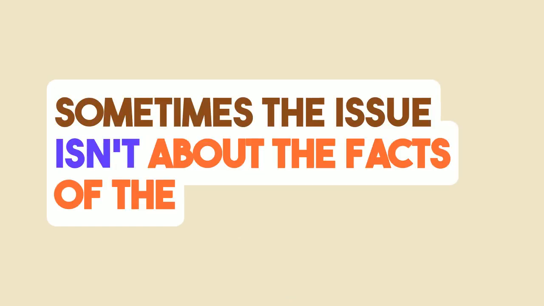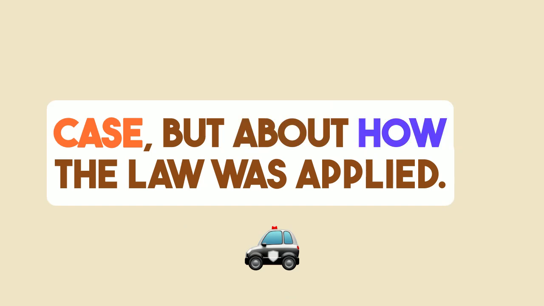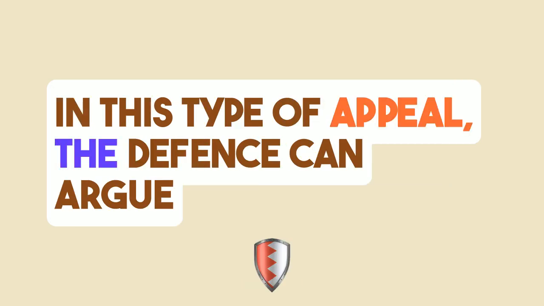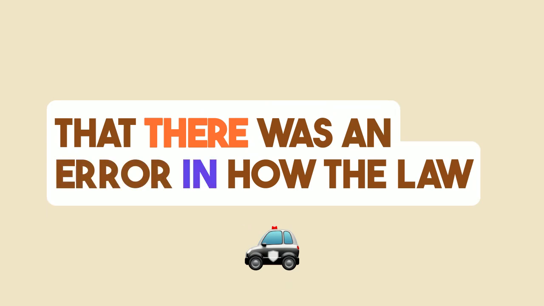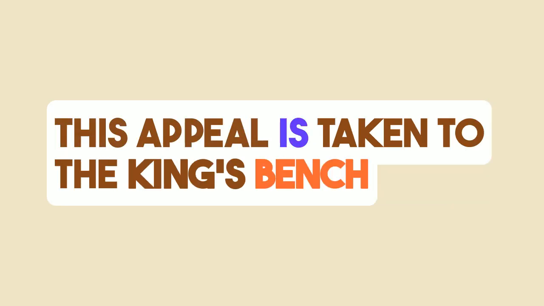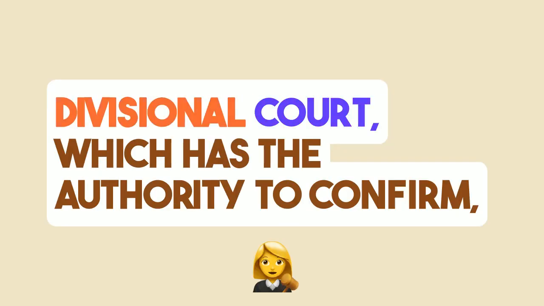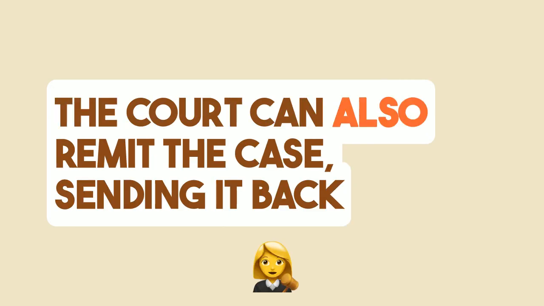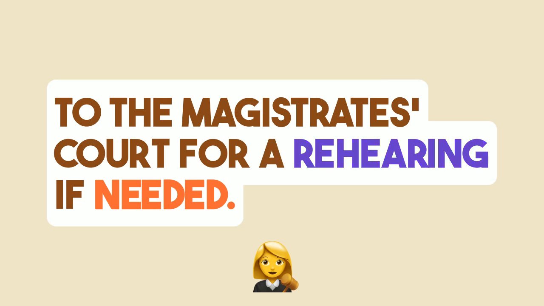Sometimes, the issue isn't about the facts of the case, but about how the law was applied. This is where a case-stated appeal comes into play. In this type of appeal, the defense can argue that there was an error in how the law was interpreted or applied in their case. This appeal is taken to the King's Bench Divisional Court, which has the authority to confirm, change, or overturn the decision. The court can also remit the case, sending it back to the Magistrates Court for a rehearing if needed.